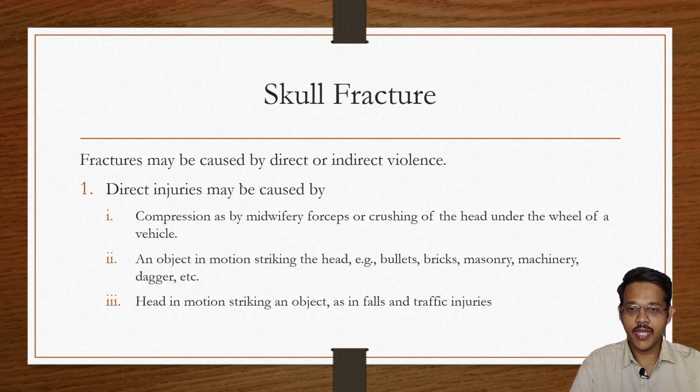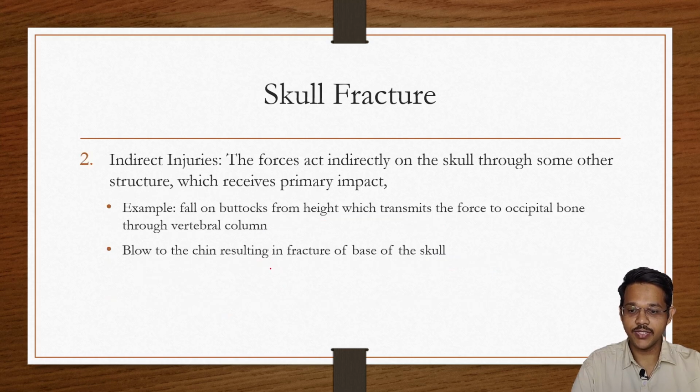Skull fracture may be caused by direct injury or by indirect injury. Direct injury is caused by compression in any way, for example by midwifery forceps or crushing of the head under the wheel of a vehicle, or an object in motion striking the head, for example bullets or bricks or any weapon, masonry, machinery, anything which strikes the skull. And if the head in motion strikes any fixed object, as in falls or traffic injuries, where the head strikes a hard object. Those are direct injuries.